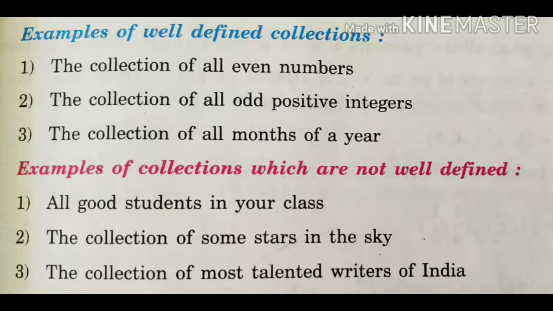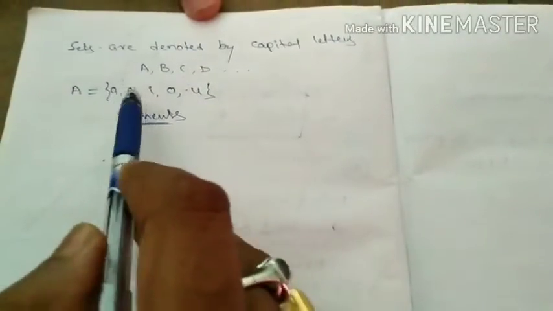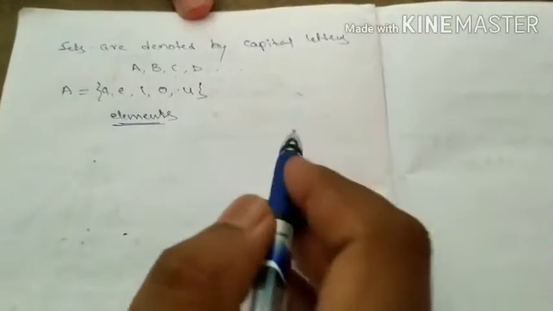Some examples of well-defined collections: all even numbers, all odd positive integers, all months of a year. Examples of collections which are not well-defined: good, most talent, some stars in the sky. Sets are denoted by capital letters. The elements are denoted by lowercase alphabets.